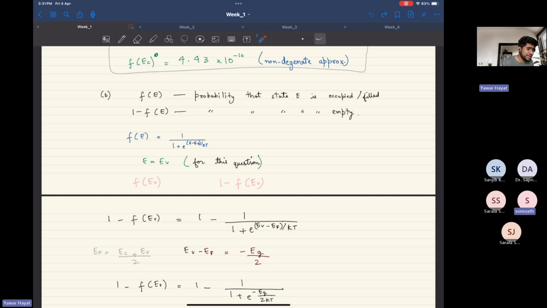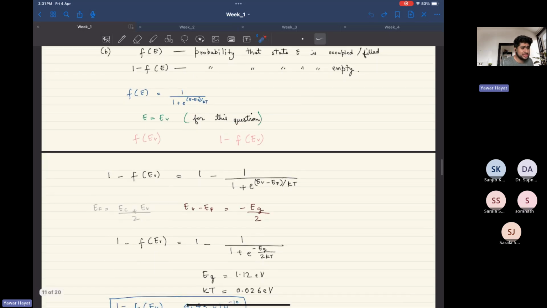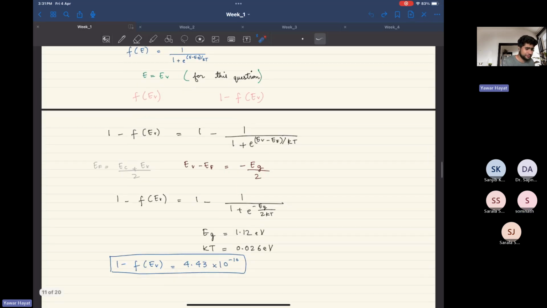If I put in the values, this EV minus EF would be minus EG by 2, right? Because this is your Fermi level, this is your EV. You're subtracting the Fermi level from this, so it's expected that this would be a negative one. Negative. That's why we get this and this.